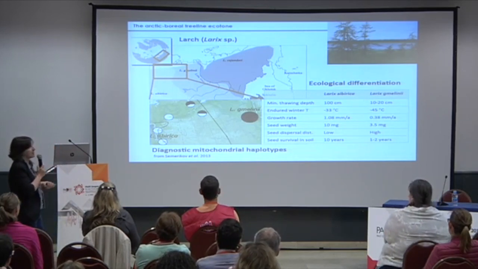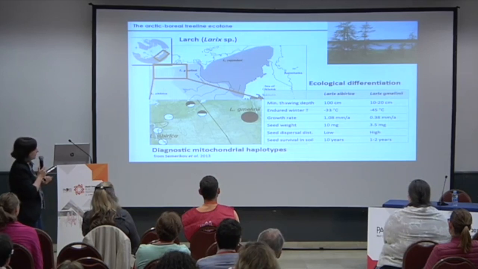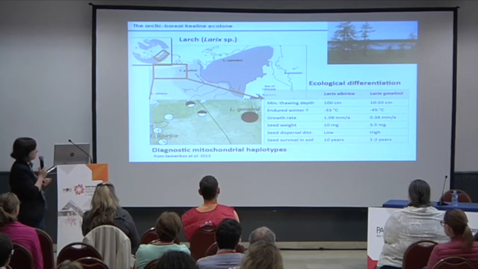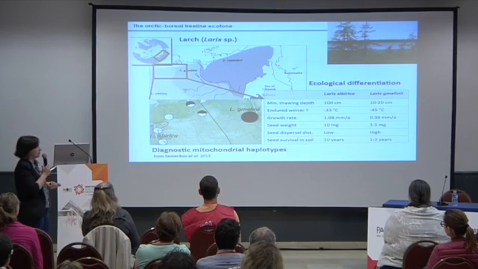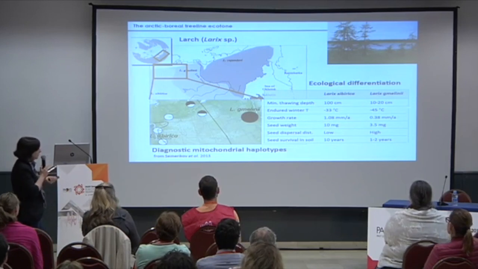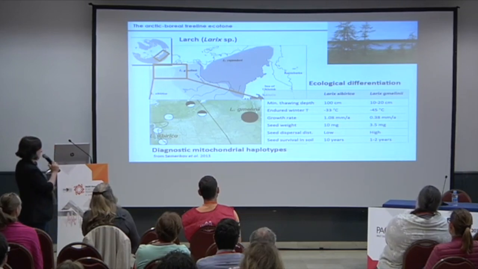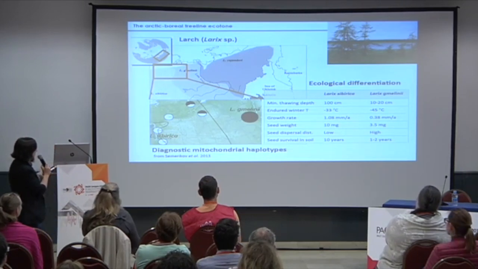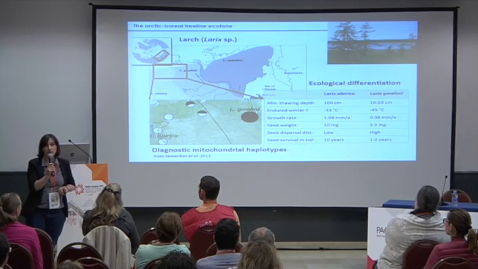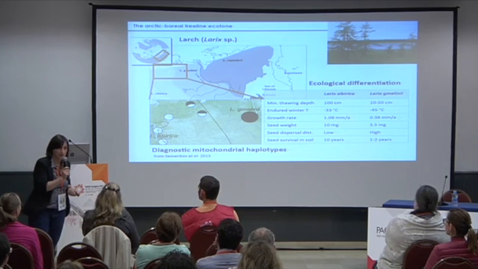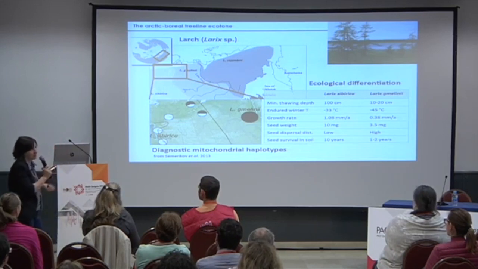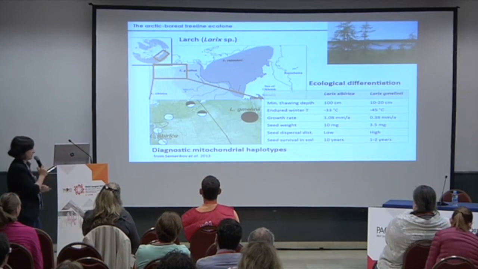And they also have ecological differences. So Larix gmelinii is generally considered to be the more hardy species. For example, enduring thawing depths of 10 to 20 centimeters, while Larix sibirica needs 100 centimeters of thawing depth. And also, endured winter temperatures are lower for Larix gmelinii. So in general, you would think that, okay, Larix gmelinii is in the more continental area, so it's more to the northeast than Larix sibirica, which is also what we see as a large picture.